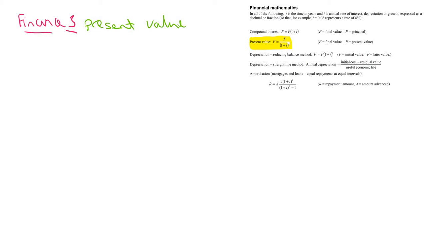So the formula is in the tables, as I've just highlighted there, and it states that the present value is just equal to the future value over 1 plus i to the power of t. So it's found from the compound interest formula. If you divide both sides by 1 plus i to the power of t, then you can just work out what the principal is, or the present value. Alright, so in these questions we're looking for the present value of a future amount of money.